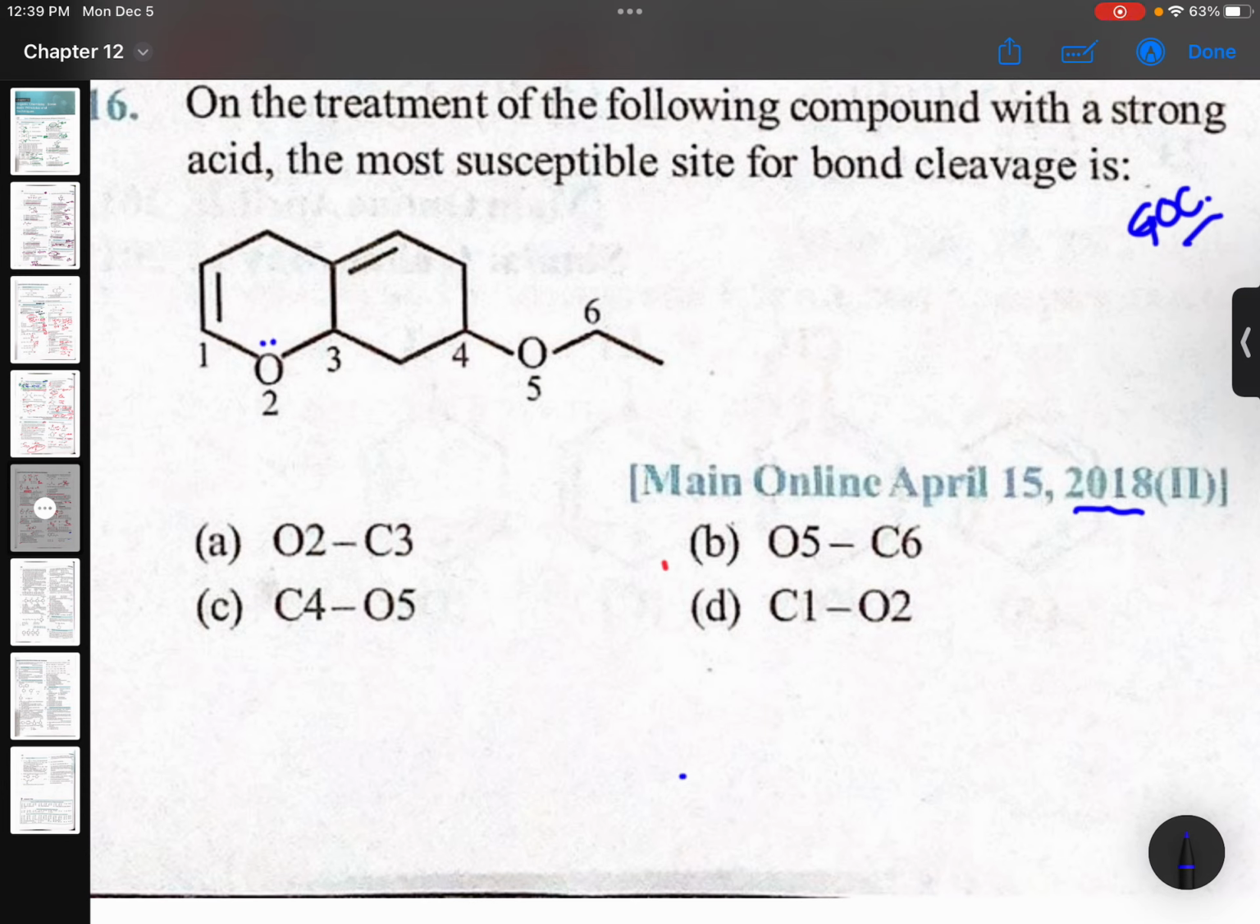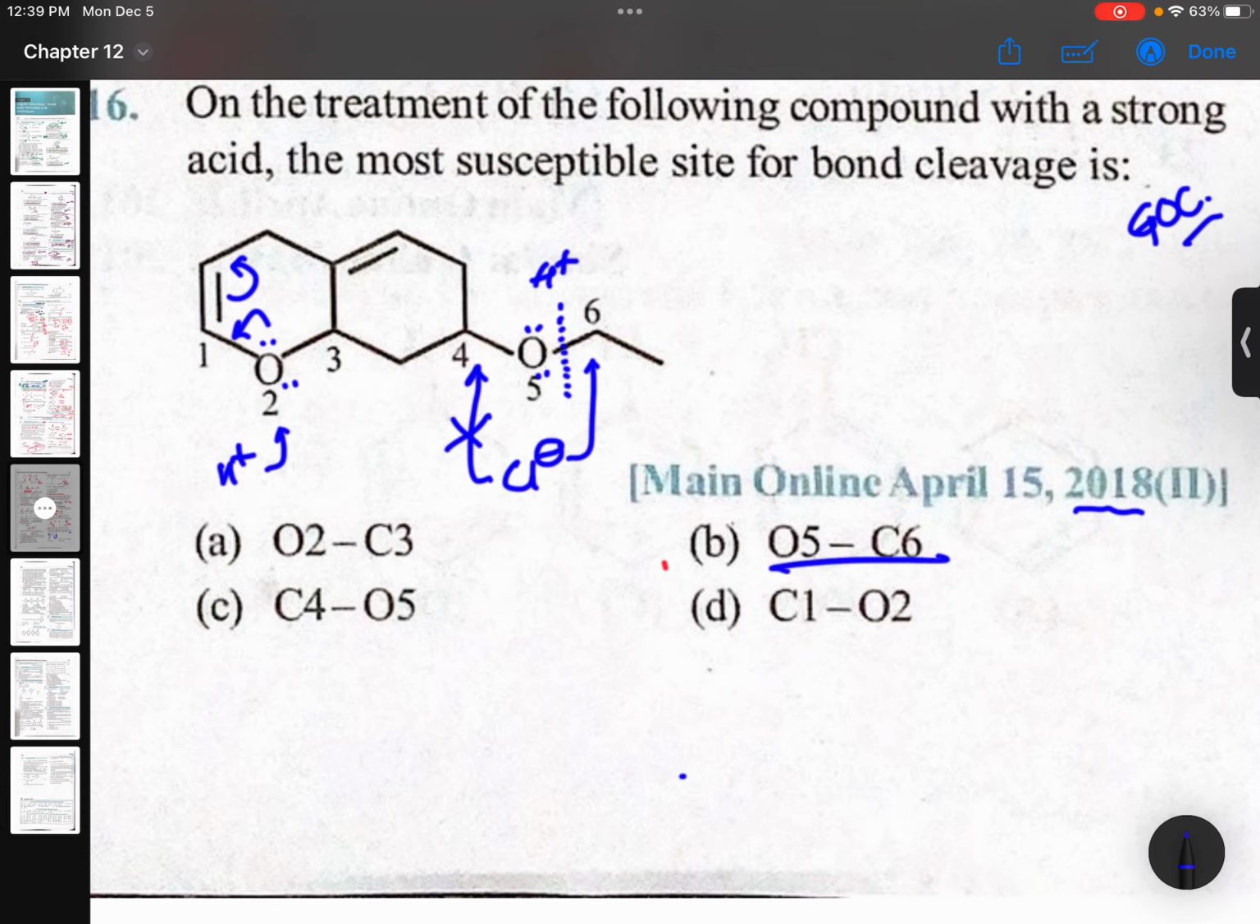See, here the lone pair of electrons is in resonance, so this cannot be protonated easily. So forget about the first two options. This can be protonated easily. After that, Cl minus is to attack. If I am taking HCl, I will take any acid. It can attack much better here than here because it is steric. If it wants to attack here, this bond will cleave very fast.